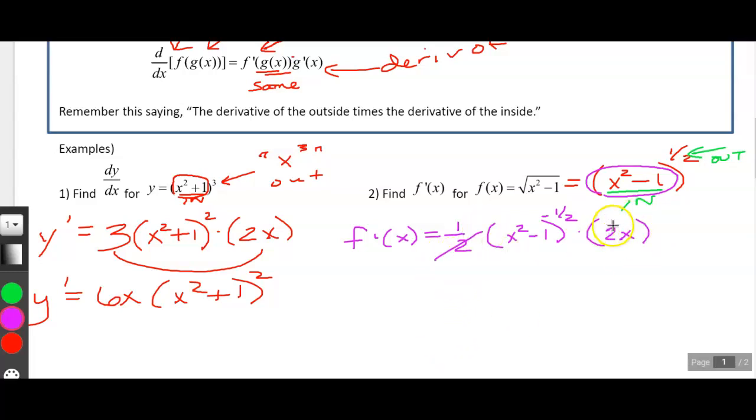Clean it up. My 2's cancel, so I'm left with the x's on top, and then this negative power goes back on bottom. Typically, if we start with a root, we end with a root.